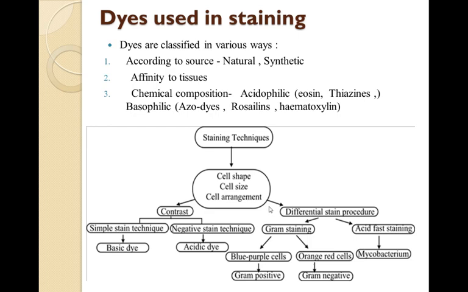Gram staining is a very commonly used staining. It is used to differentiate between the two broad groups of bacteria, that is gram negative and gram positive. The gram negative would be pinkish or red colored, and gram positive would be purple colored after the gram staining process.